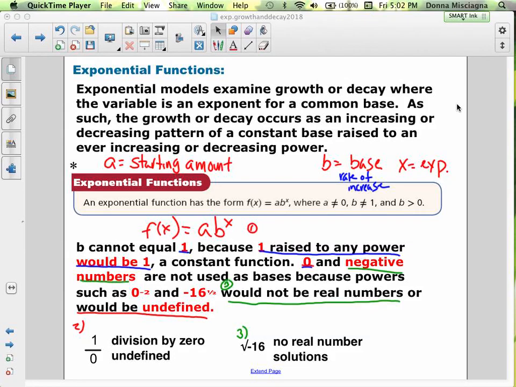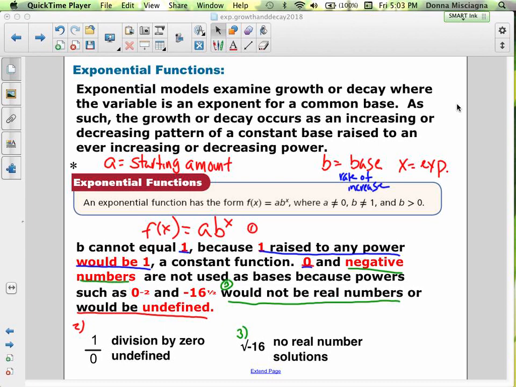Welcome back. So I wanted to get at least into what exponential functions look like in terms of equations. Exponential models examine growth or decay where the variable is an exponent for a common base. Our variable here is always going to be an exponent. As such, the growth or decay occurs as an increasing or decreasing pattern of a constant base raised to an ever increasing or decreasing power.